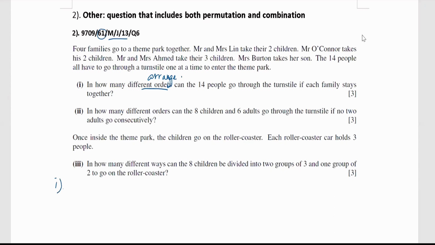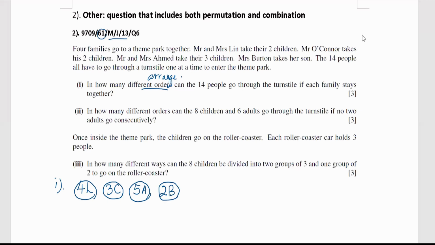Okay, let's see the working for part 1. So 4 families. First, there are 4 members of Miss Lin. So they must all stay together. And then O'Connell, there are 3. And Mr. and Mrs. Ahmed and their 3 children. So they are all together, 5. And Mrs. Button and her son. So there are 2.